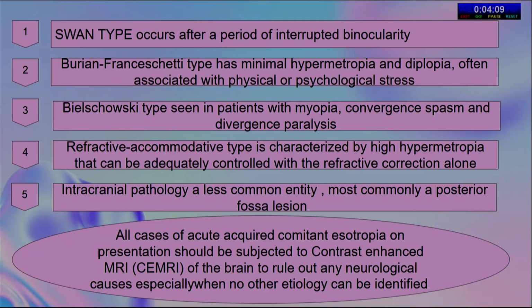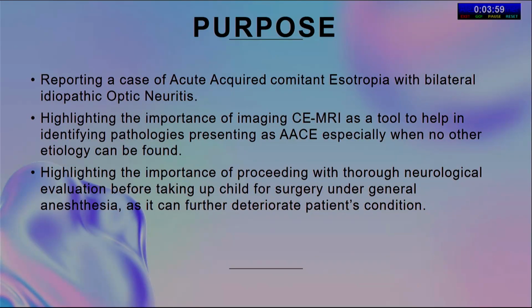And fifth is any intracranial pathology, which is a less common entity and is most commonly associated with posterior cranial fossa lesions. So the purpose of this case was to highlight the importance of proper neurological assessment before diagnosing any case of acute acquired comitant esotropia, particularly with CE-MRI and a multidisciplinary approach.